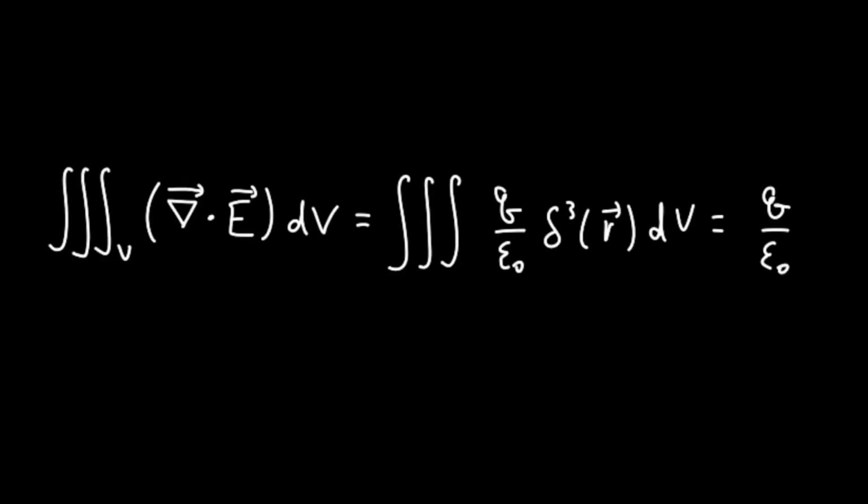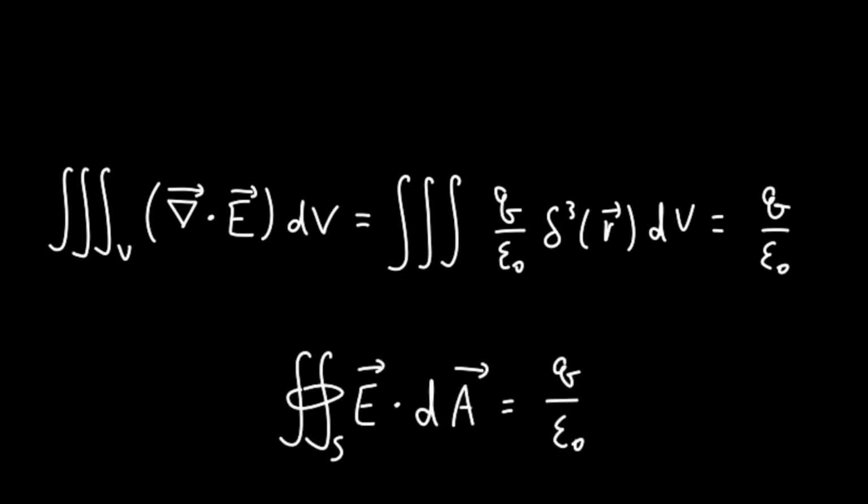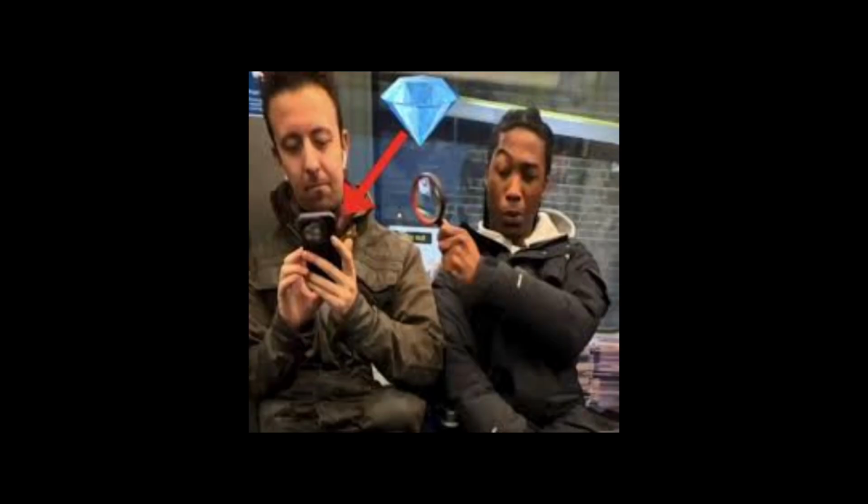So now, if we take the triple integral of the divergence, that is just equal to q over epsilon naught, which is equal to Gauss's law as we saw earlier, and the divergence theorem still holds. This may not seem like a very extravagant result, but the delta function has so many uses in physics when modeling things that have spikes.